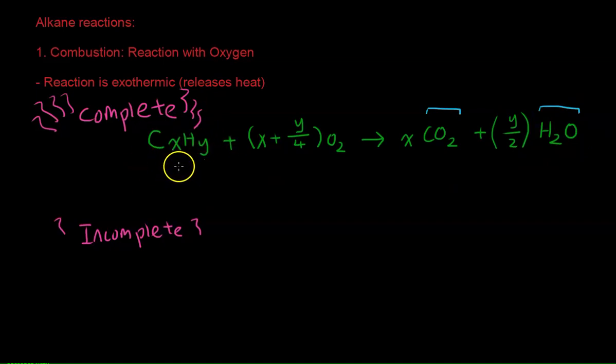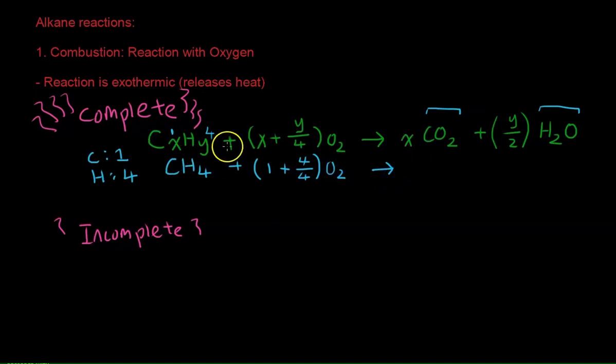So let's sub in a value to see how it actually works. If we use the case of methane, CH4, our C is 1, correct? For methane, there's only 1 carbon and 4 hydrogens. So in this case, x is 1, y is 4. We sub in accordingly: 1 plus 4 over 4 O2, giving me x is 1, CO2.